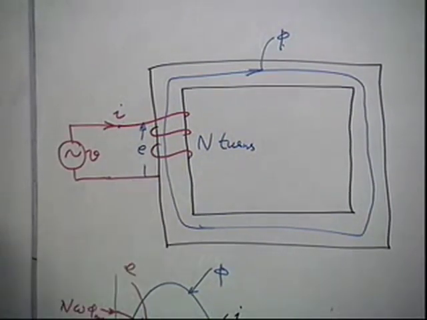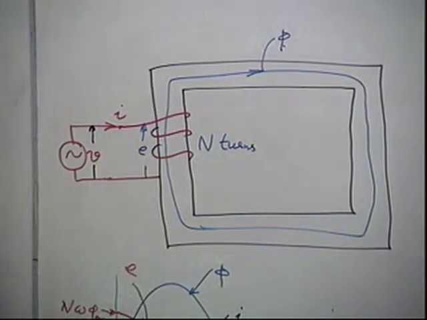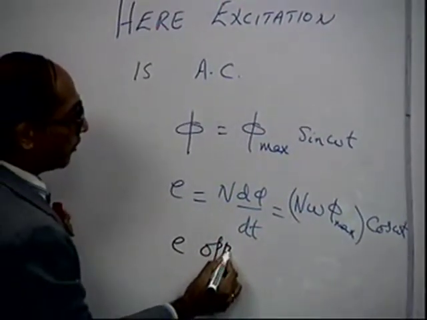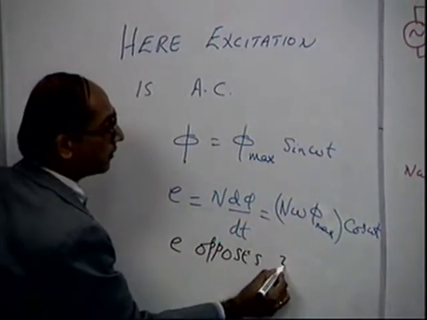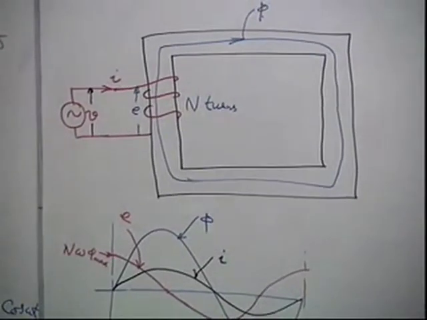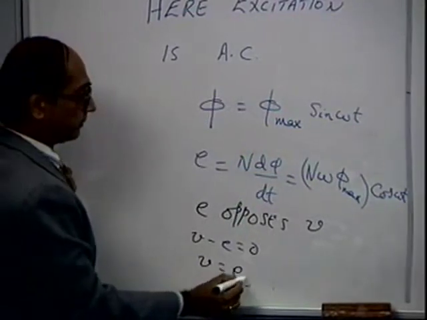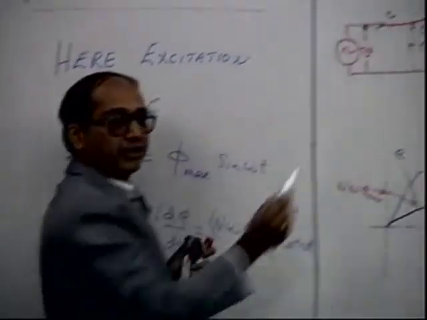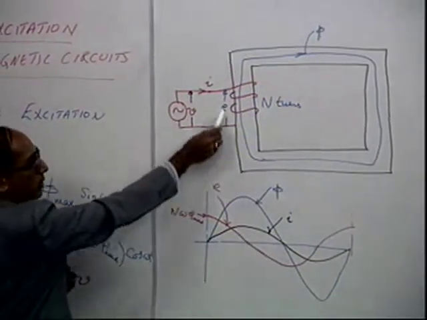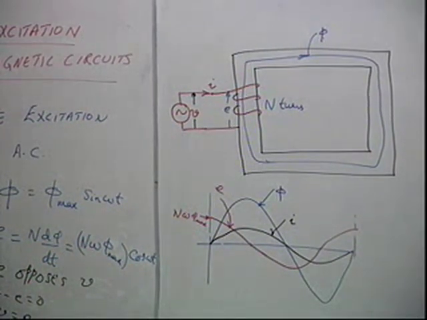Now if you neglect resistance, E opposes V. Okay, E opposes V. This is in the R, that means V minus E is 0, or V equals E, if you neglect the drop in the resistance. Okay. So whatever voltage you apply, it is automatically opposed by an induced voltage, to make the circuit law valid.